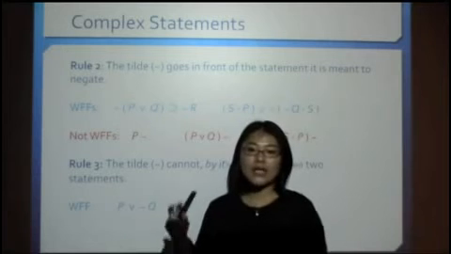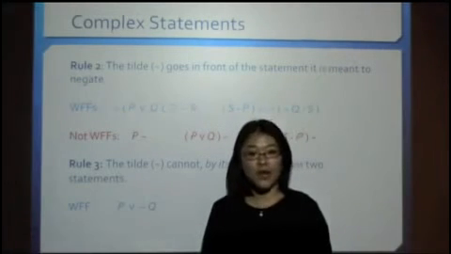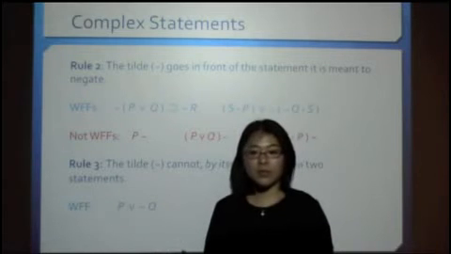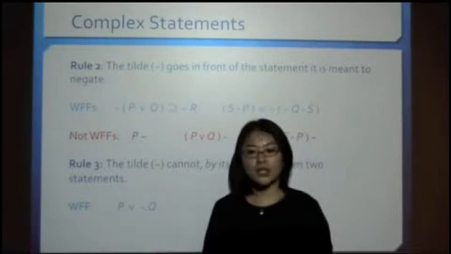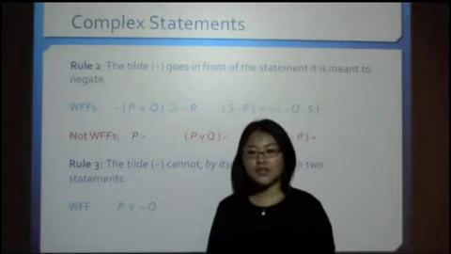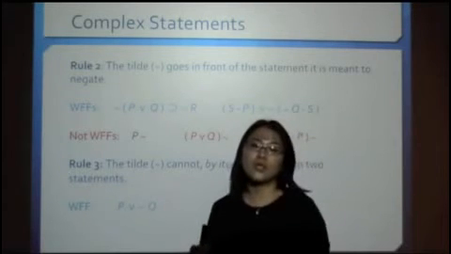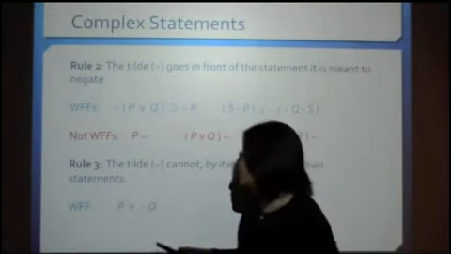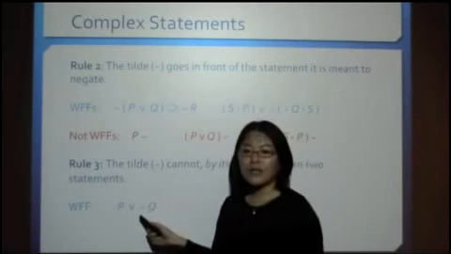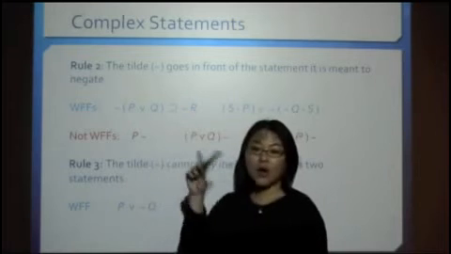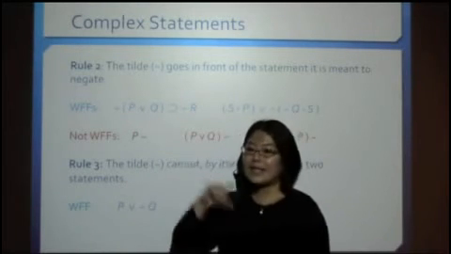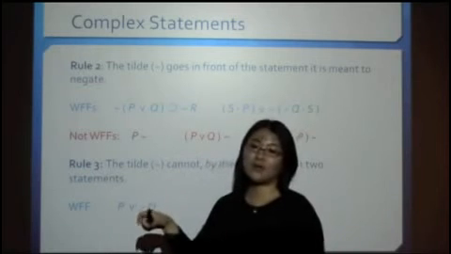Basically, a tilde is not a connective like a disjunctive wedge or a conditional horseshoe or a biconditional triple bar or a conjunctive dot. Conjunctive dots will always go in between two statements, either compound or simple. But the negation will always be in front of one statement, either a simple statement or a compound statement, and it negates that statement that it is in front of.